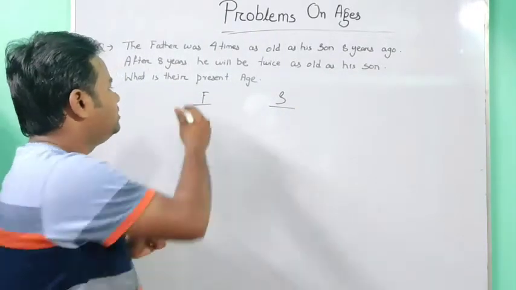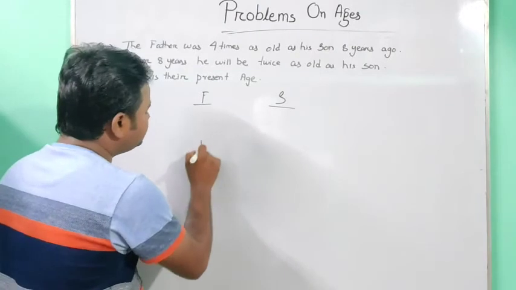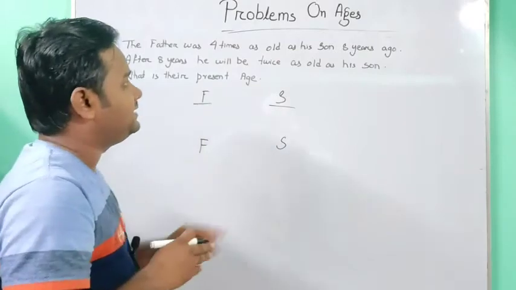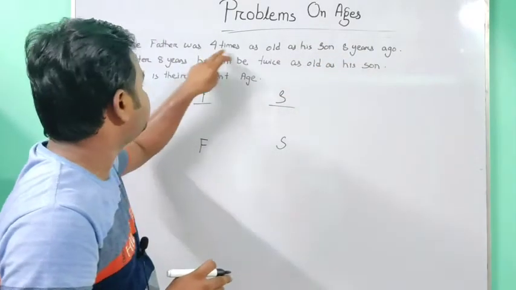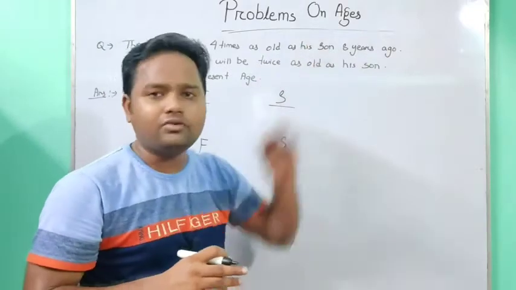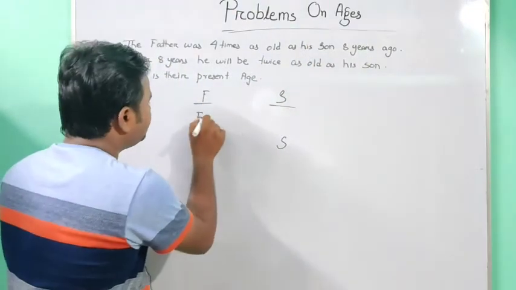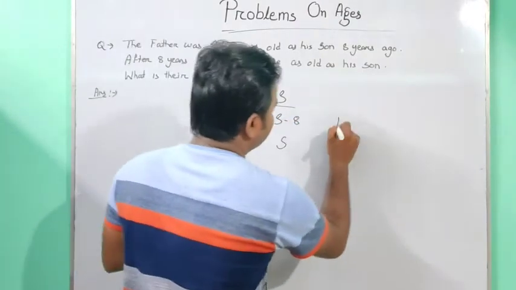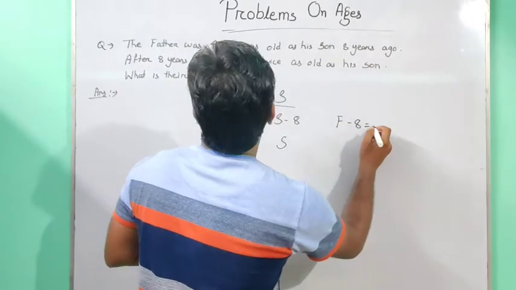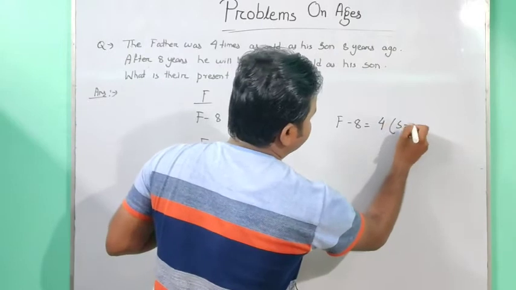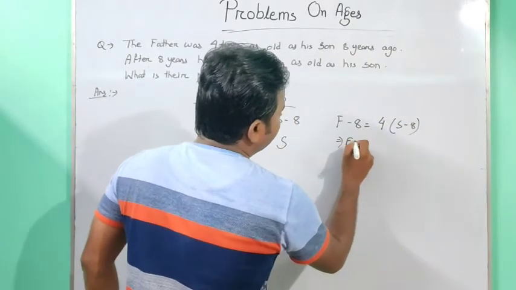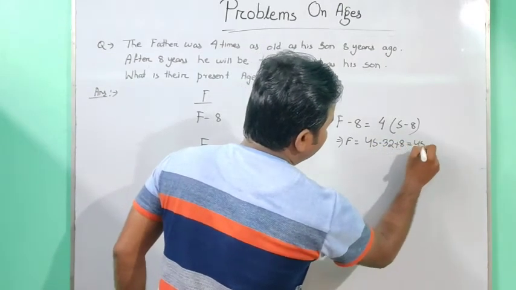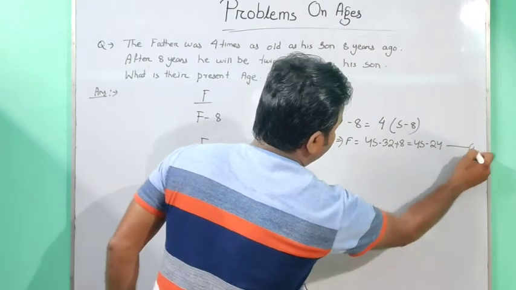So what do we have to do? We take the present age of father as F and the present age of son as S. Before 8 years, the first line says the father was 4 times as old as his son. So the father will be F minus 8 and the son will be S minus 8, and F minus 8 is equal to 4 times S minus 8. So F will be 4S minus 32 plus 8, which is equal to 4S minus 24. We take this as equation 1.